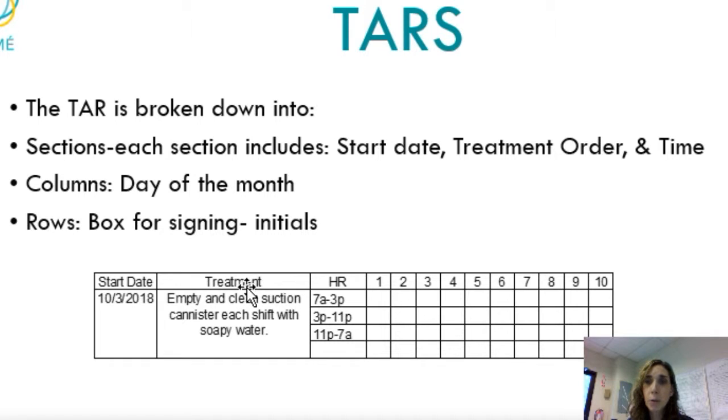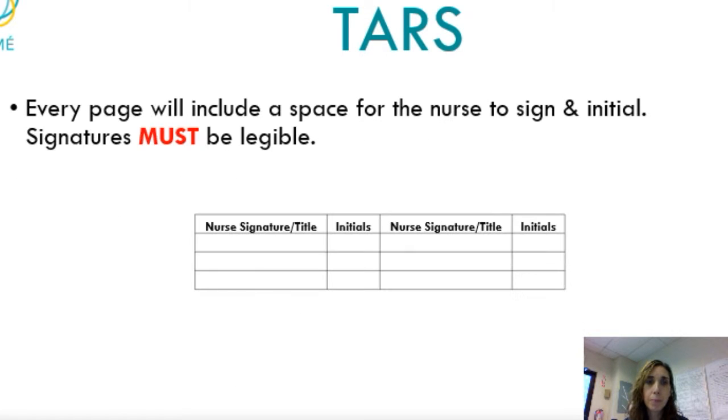It'll have the treatment order, and then you'll have a time column so that you know exactly what time the treatment is ordered for. The example here is the start date is 10/3/2018. The treatment or intervention is empty and clean suction canister each shift with soapy water. So once that is completed, the nurse can initial in the box, or if the parent or caregiver has done the treatment, then you would put an R for reported. The columns also indicate the days of the month, and the rows are the boxes for signing.